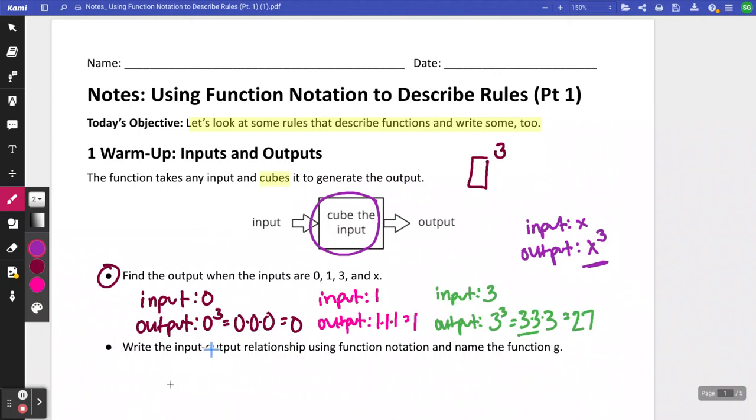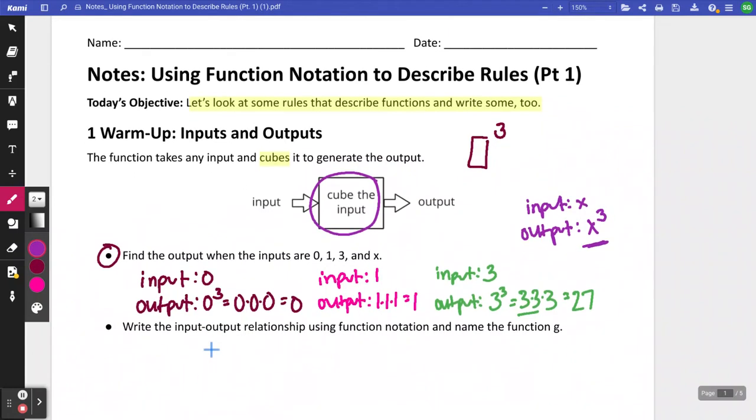Now, the second part of this question says write the input-output relationship using function notation and naming the function g. Last week and in earlier lessons in this unit, we've talked about function notation. We said when you're writing function notation, you start off with the name of the function. And they've told us the name of the function is g. And g goes here.